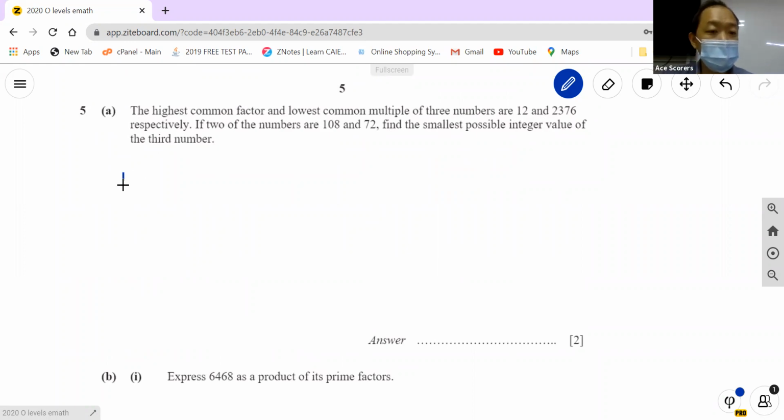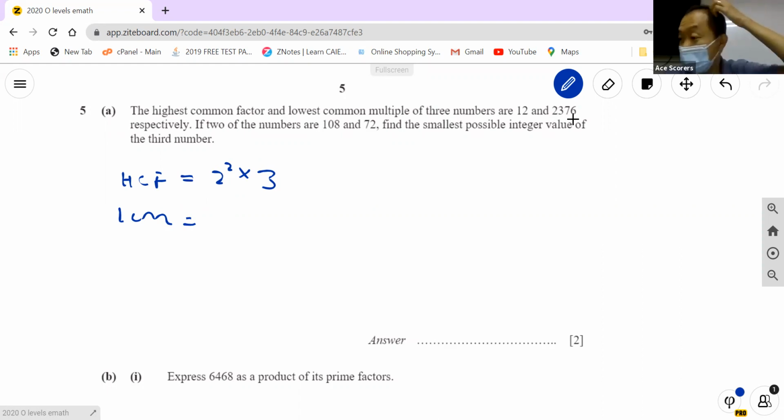Next, the highest common factor and lowest common multiple of three numbers are 12 and 2376. So the HCF 12 is 2 squared times 3. Then the LCM. Oh, there are 3 numbers. Let's use the calculator: 2376 is 2 cubed times 3 cubed.